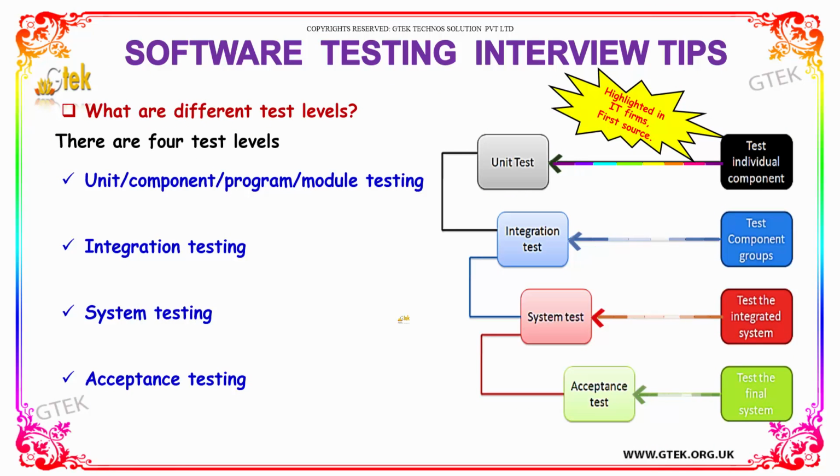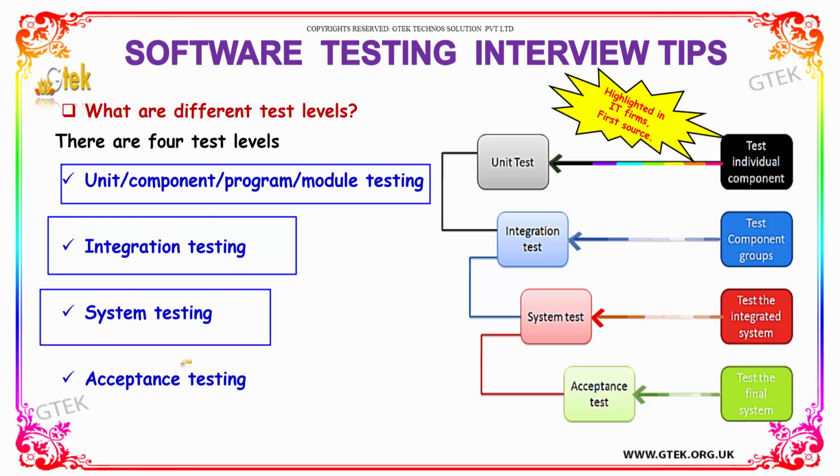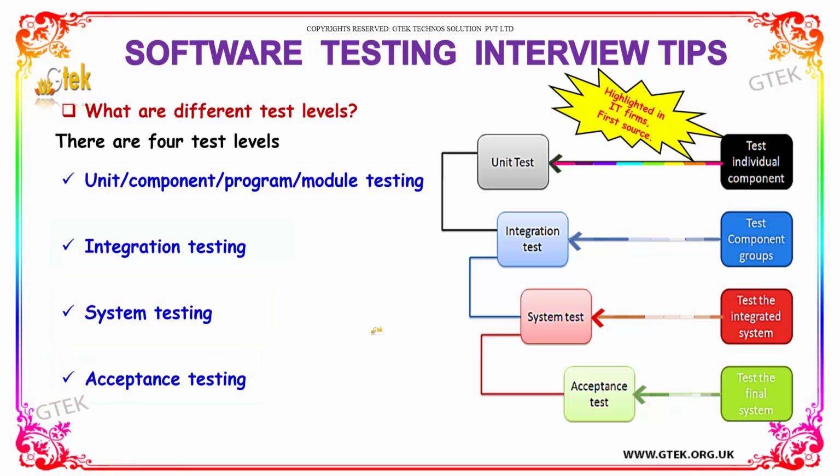What are the different test levels? There are 4 test levels: unit (component, program, module) testing, integration testing, system testing and acceptance testing. So these are the different test levels for testing.